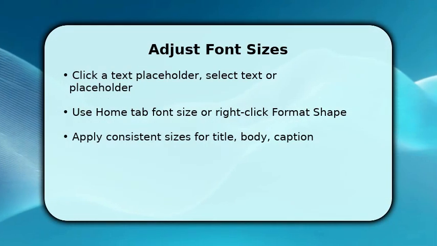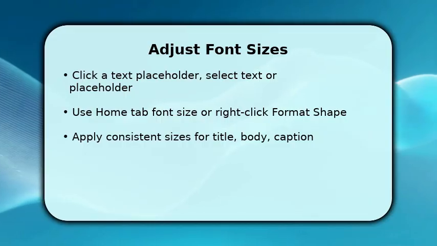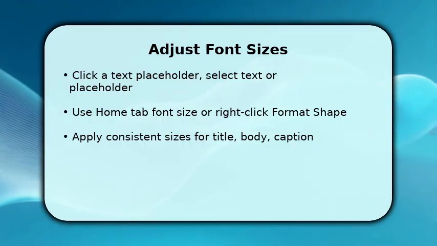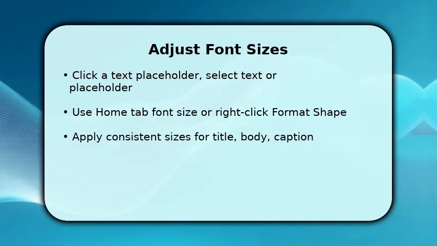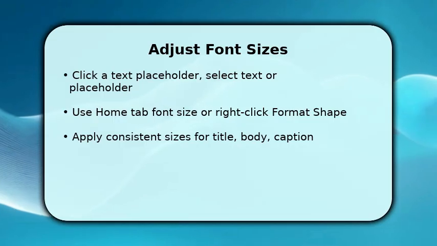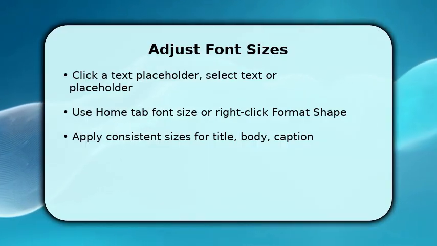With the master slide chosen, click a text placeholder and either select the text or keep the placeholder selected to change its default. Use the Home ribbon to pick a font size or open Format Shape for exact size and spacing control. Once done, repeat for title and body placeholders so hierarchy is consistent across slides.